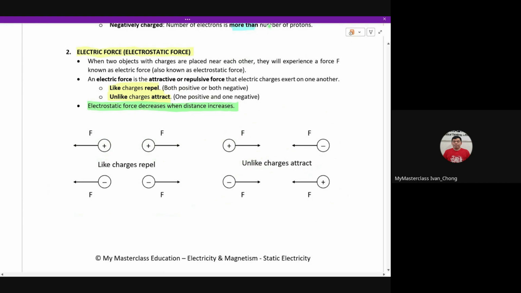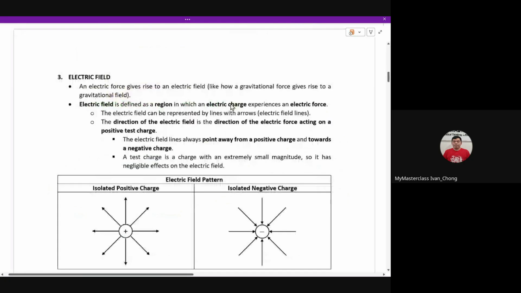Okay, so moving on. Because of your non-contact force, actually for non-contact forces, all of them will have a field. So if you recall back to your dynamics, when we learned about gravitational force, there is a gravitational field. Same thing for your electric force and your magnetic force. All of them will have their own fields as long as it is a non-contact force. So the definition that you need to memorize: electric field is a region in which an electric charge experiences an electric force. This part you need to memorize.